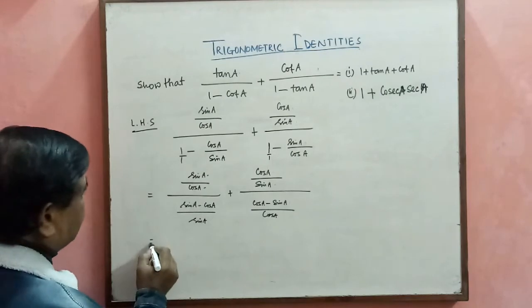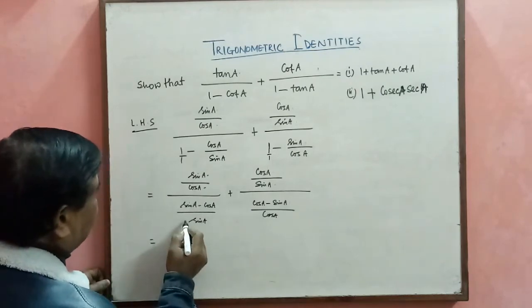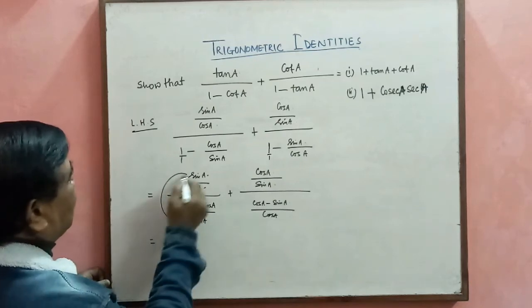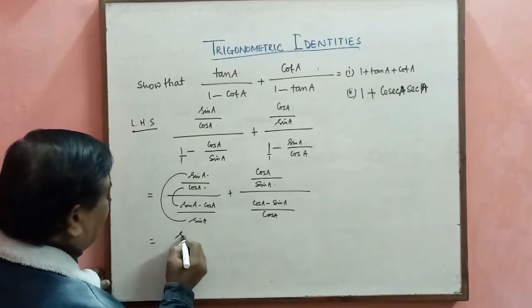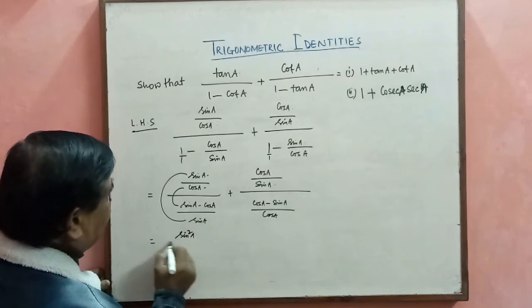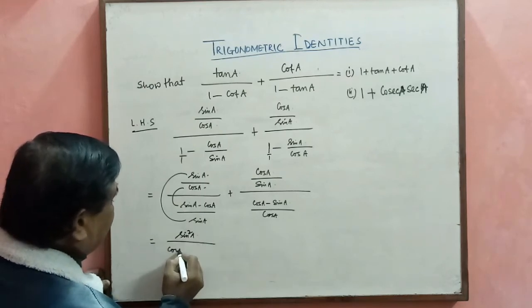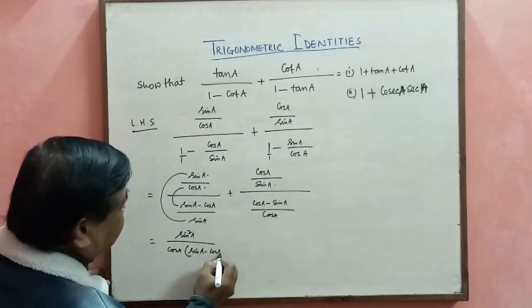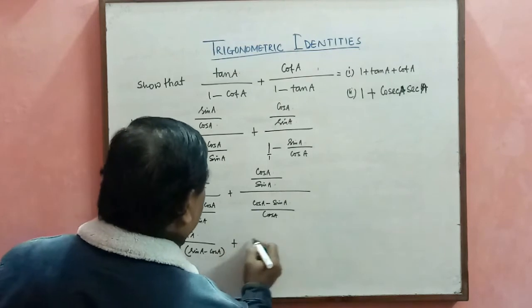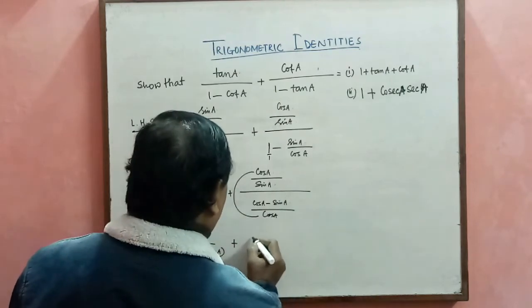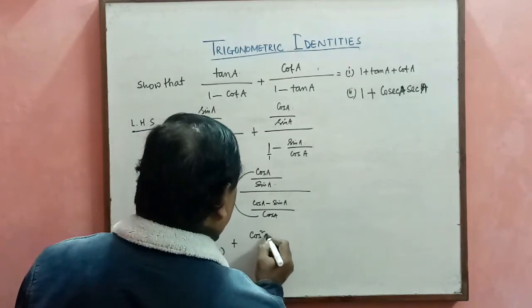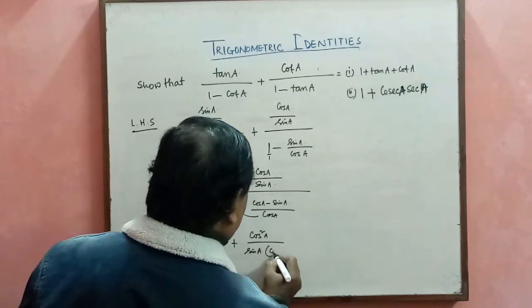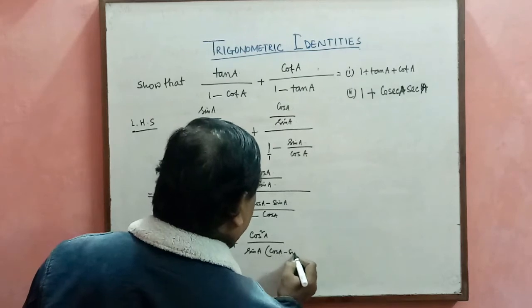Now this two will be multiplied and this two will be multiplied. The numerator will be sin square A, and the denominator is cos A into (sin A minus cos A). Plus, in the same way, cos square A upon sin A into (cos A minus sin A).